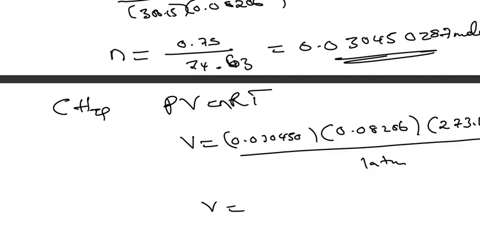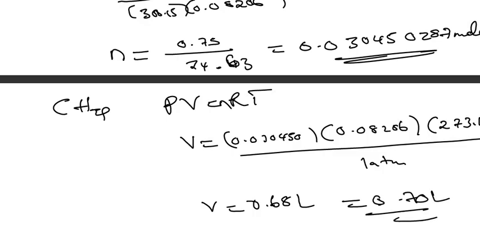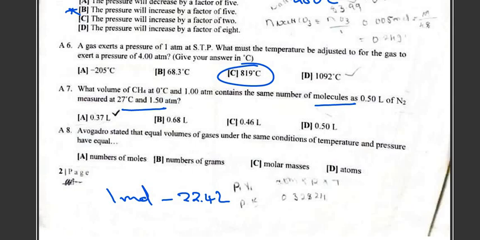Yeah, so the volume is just going to be this times 0.08206, then times 273.15. So the answer I'm getting here is 0.68 liters. Rounding it off will be 0.7 liters. Yeah, so this is what we're getting to be our answer. So it was 0.68. So our answer is simply B as well here. That's your option, that's your B.